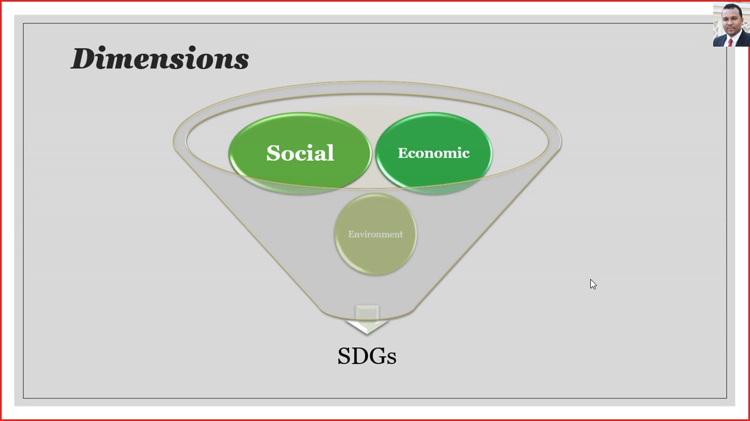What about dimensions? Dimensions of sustainable development goals: social plus economic plus environment. Social dimension plus economic dimension plus environment together. When we talk about dimensions, we talk about one unit. One unit equals social dimension plus economic dimension plus environment dimension.